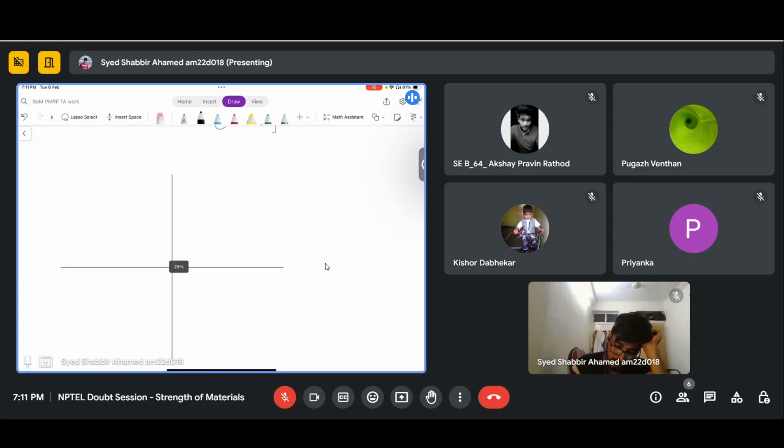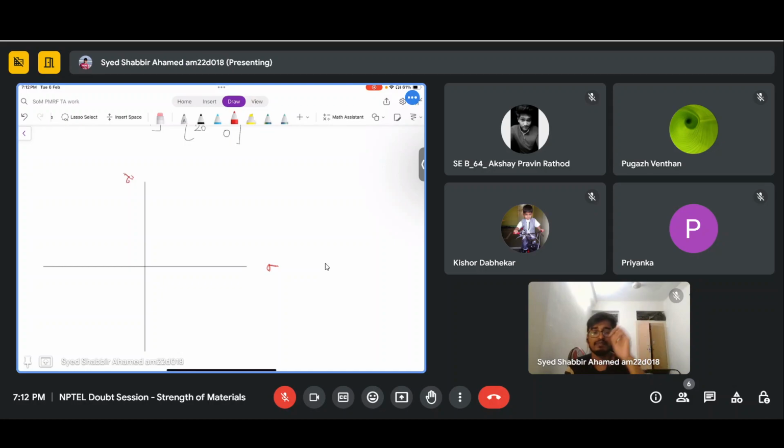Okay, so this is a coordinate system, and in this coordinate system, on the x-axis we will take the normal stresses, and on the y-axis we will take the shear stress tau. And this is the origin.